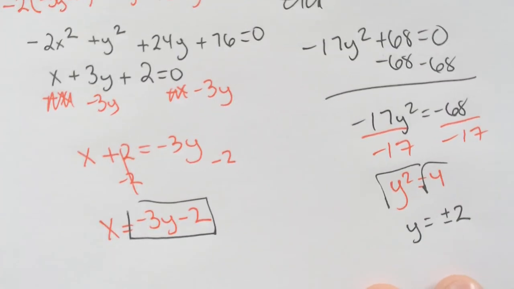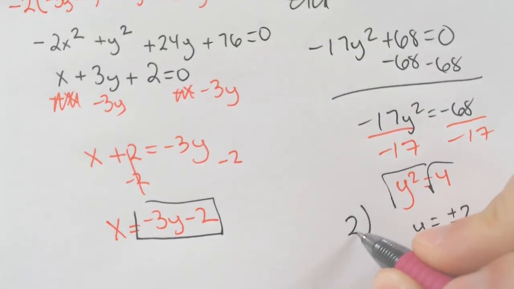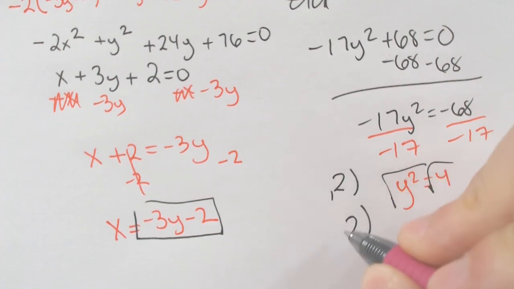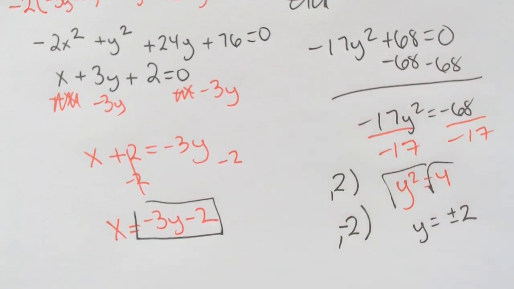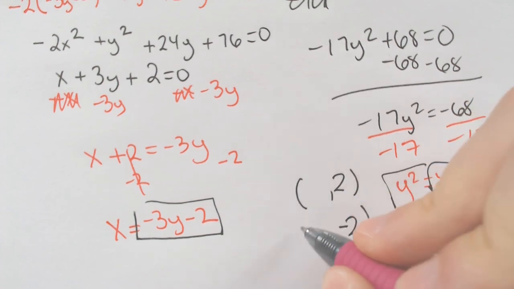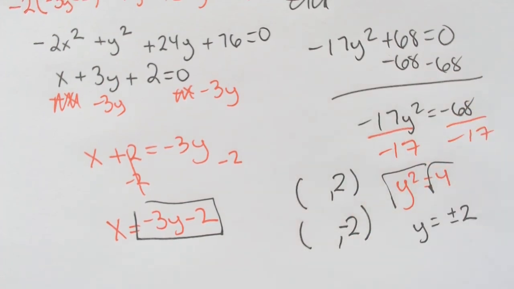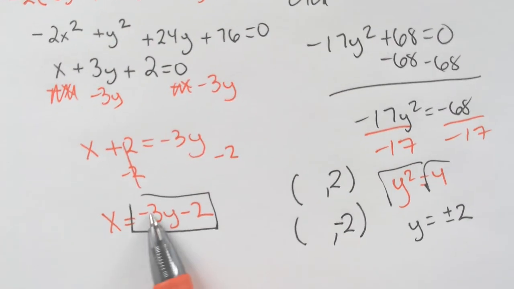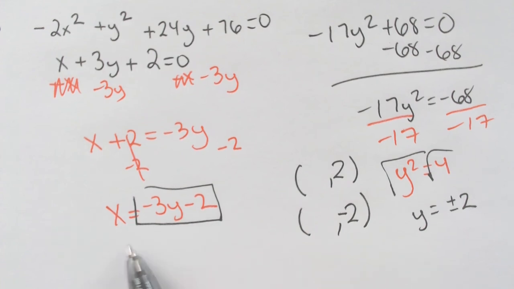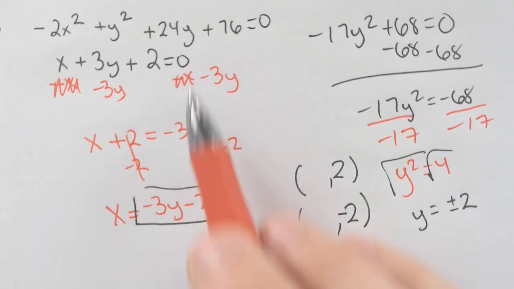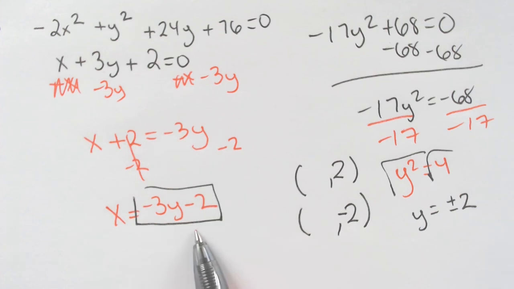We are so close to being done. Those are the y values, the positive and the negative 2. We need to find the x values. So we are going to find the x values probably from this equation that I got boxed right here, because x is equal to negative 3y minus 2. So we pick any of the easiest equations that we had to begin with.